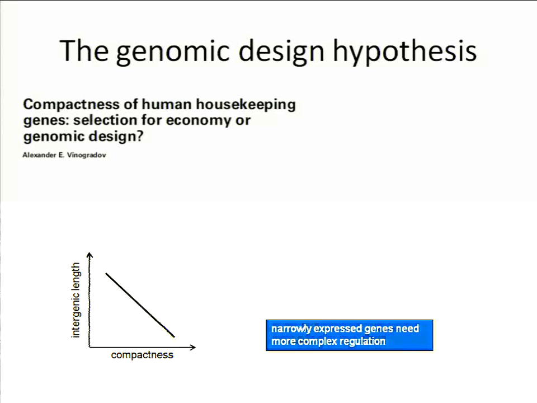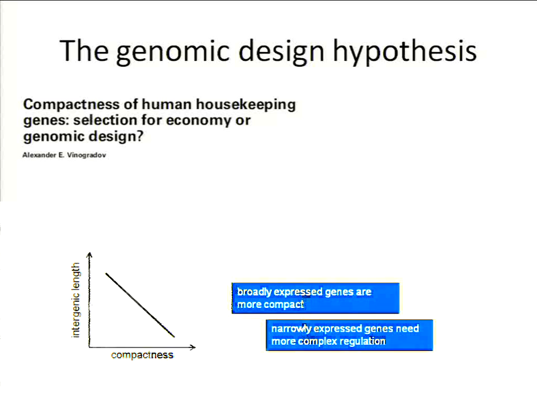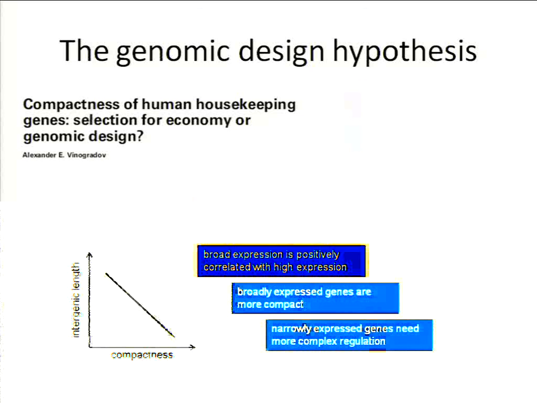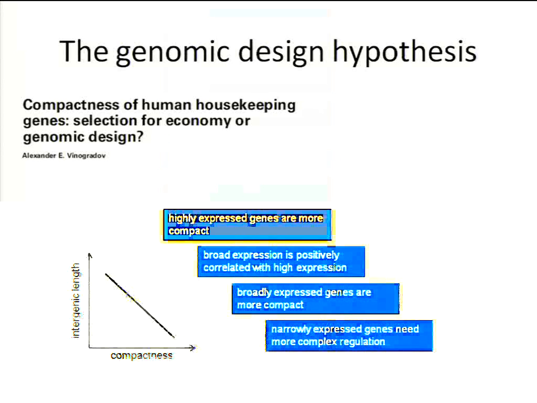He said that instead of the expression level of the genes, we should look at the expression breadth. So in how many tissues the gene is expressed. And he claimed that those genes that are narrowly expressed, that is, expressed only in a small number of tissues, require more complex regulation, because you have to regulate exactly in which tissues or which conditions they should appear. And therefore, those genes that are broadly expressed are more compact because they need less room to host regulatory elements. And it is well known that there is a strong positive relation between the breadth of the expression and the level of the expression. So because broadly expressed genes are compact, you also observe that highly expressed genes are more compact.